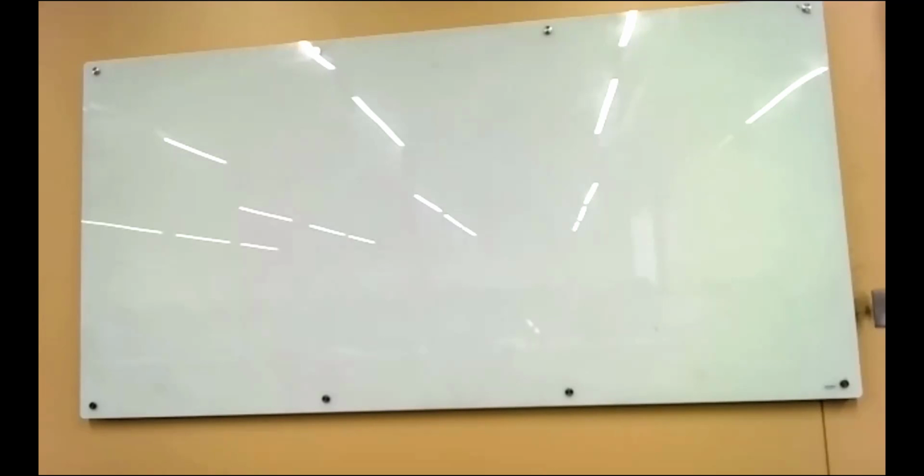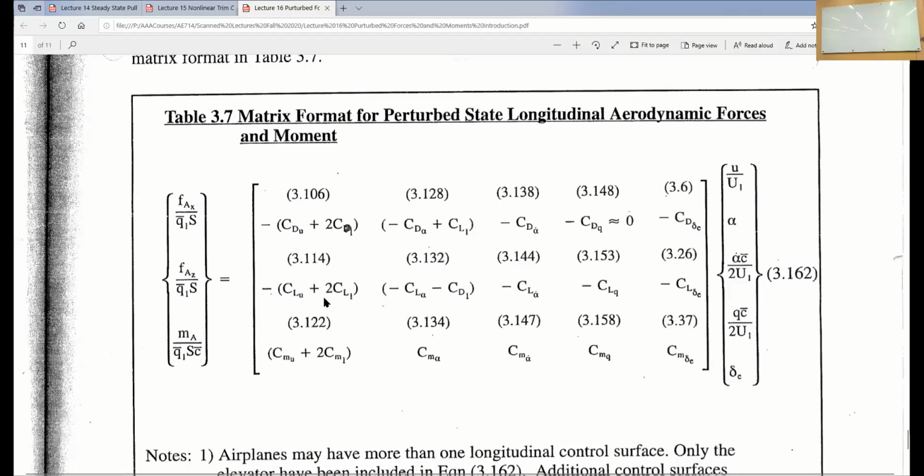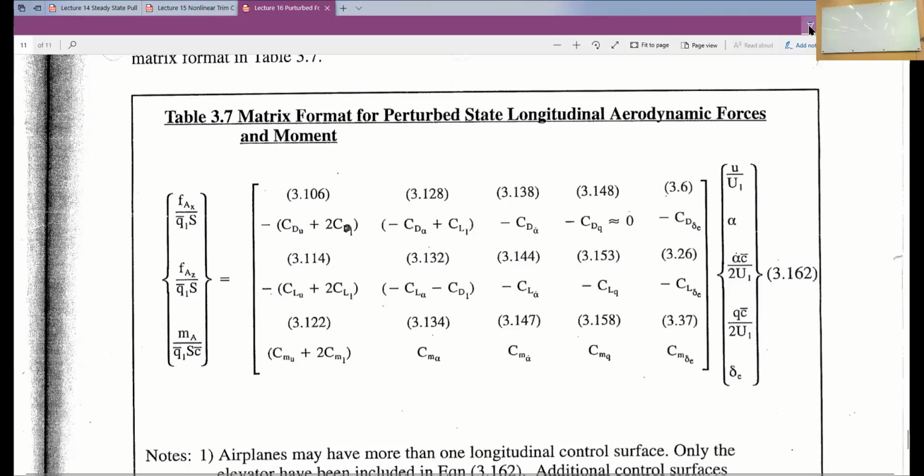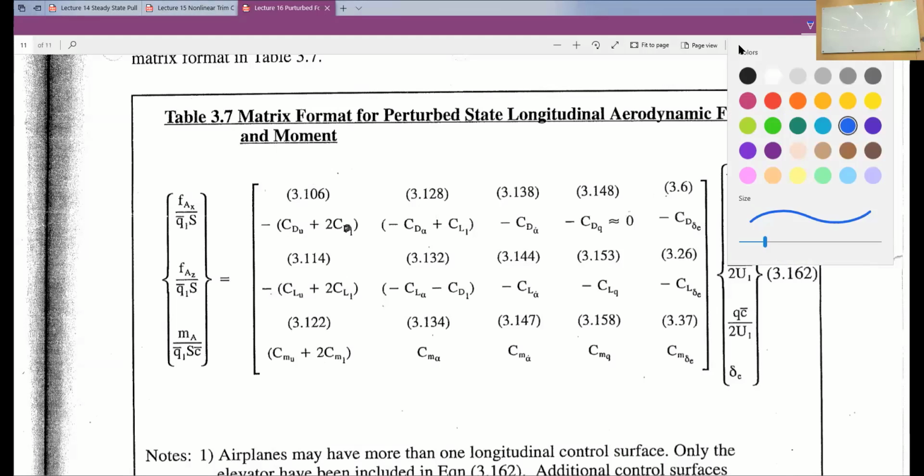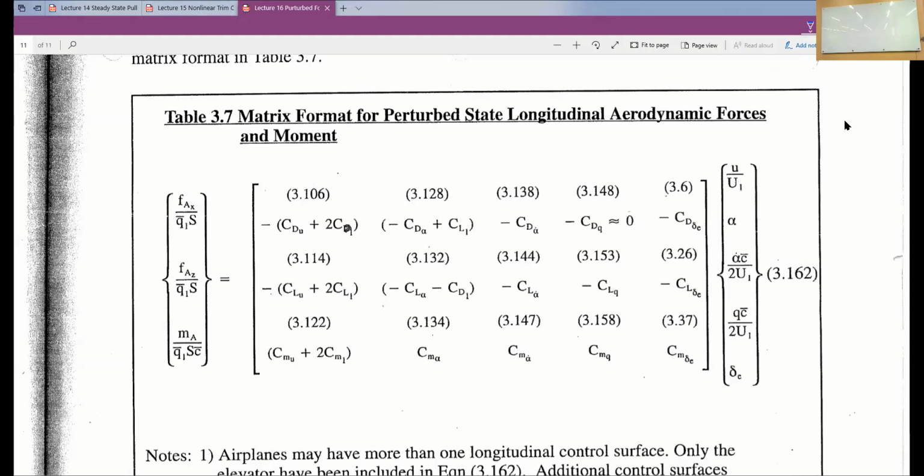So let's look at our matrix again. What's next? We just did this column here. And it's nice that they put the equations where you can look up the formulas for these. All right, so here's the equation for this. Here's the equation for this. Here's the equation for this. And how you can calculate those. And those multiply U over U1.